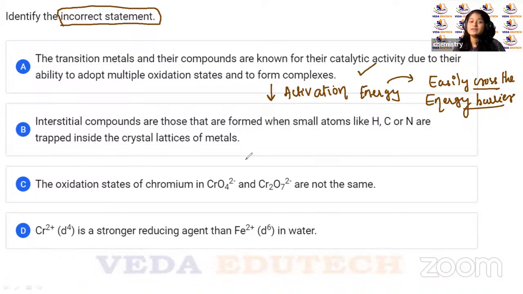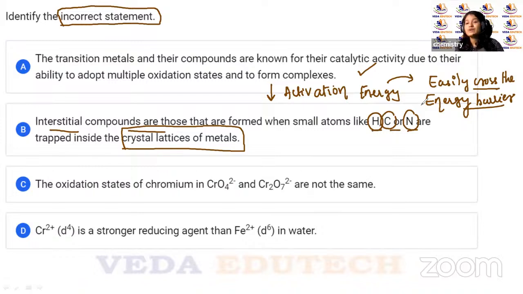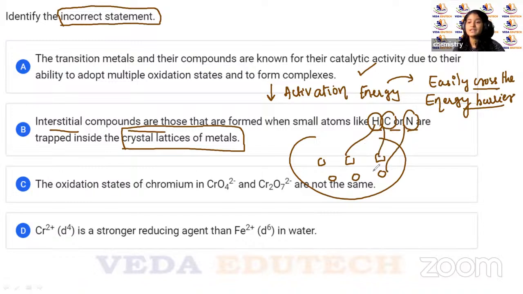Then we know that their size is small, so hydrogen, carbon, nitrogen are known as interstitial compounds, because inside the crystal lattices of these metals, these small atoms go and fit in the voids. Whatever crystal lattice you have, the size of the void being created here, hydrogen, carbon, nitrogen can go and fit here. That's why they are called interstitial compounds. Yes or no, children? So this statement is also correct.